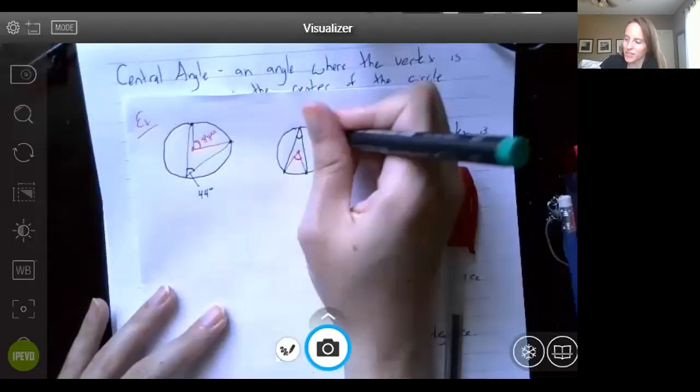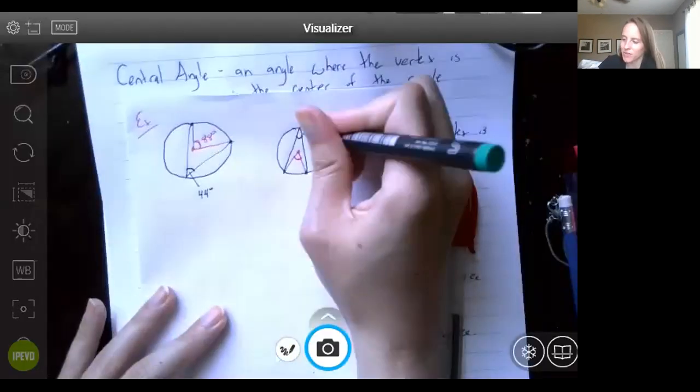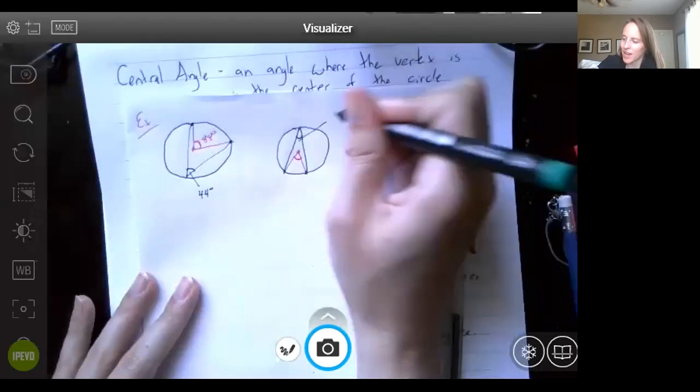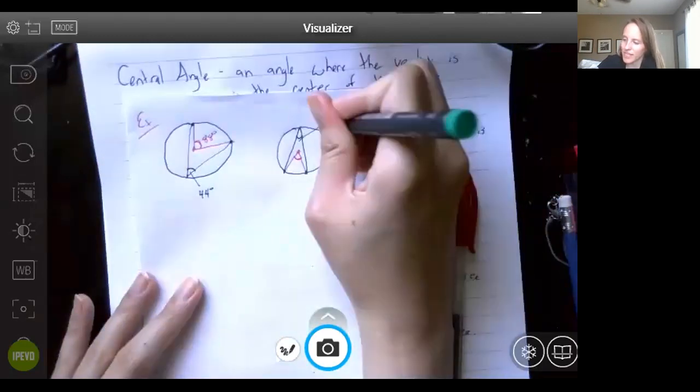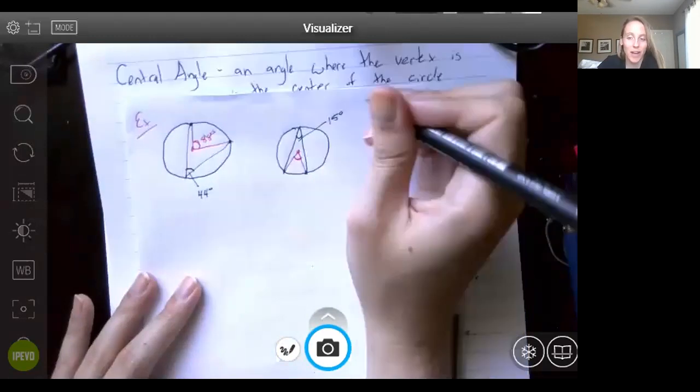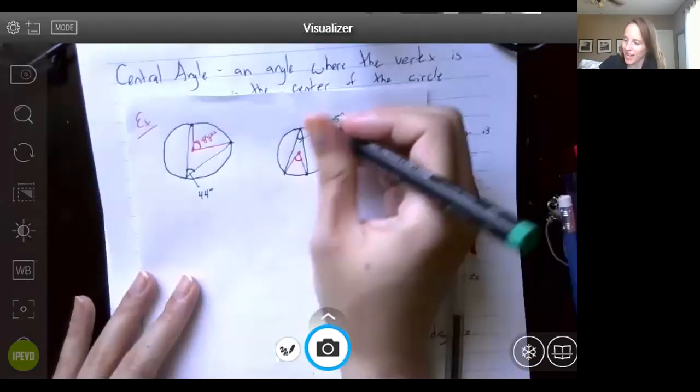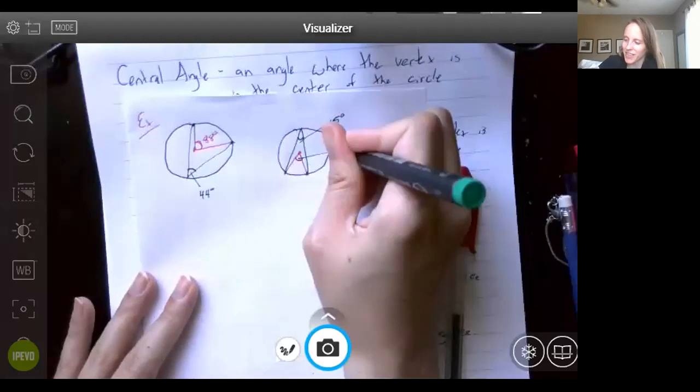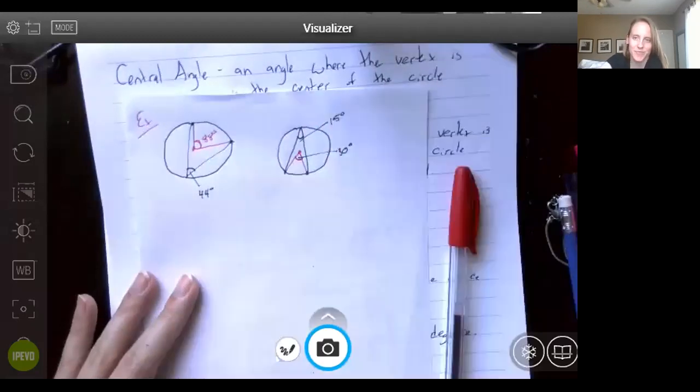You could also, of course, go the other way. So say I told you that this was a 15-degree inscribed angle, you could just double that to figure out that the central angle is 30 degrees.